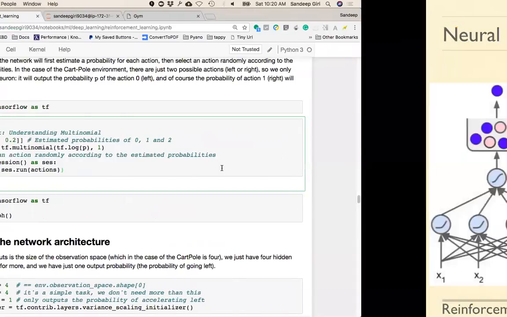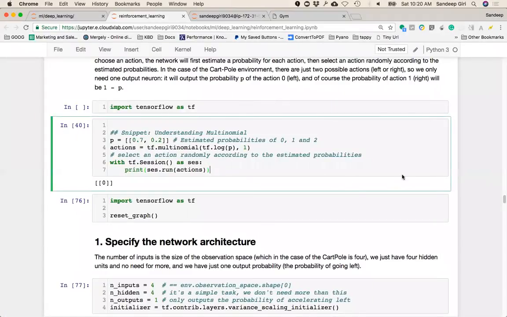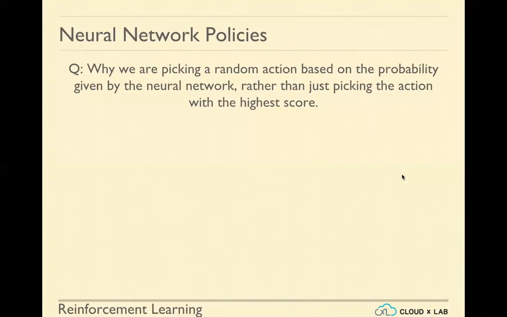All right. Now, question to all of you is, why are we doing so? Why are we not just picking one action? And why are we doing the coin toss again? Why are we basically picking the random action? Any answers? Why are we picking a random action based on the probabilities given by the neural network instead of just picking the action with the highest score? Anybody? It's a very important part.